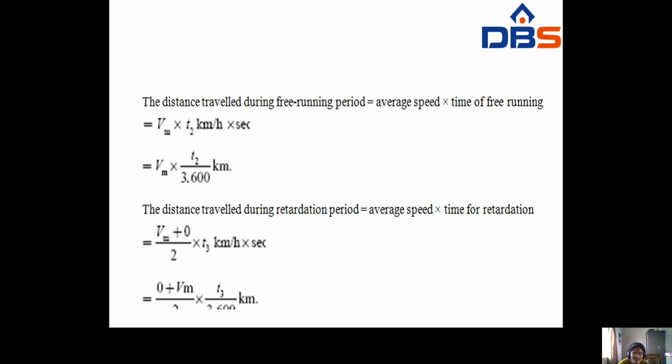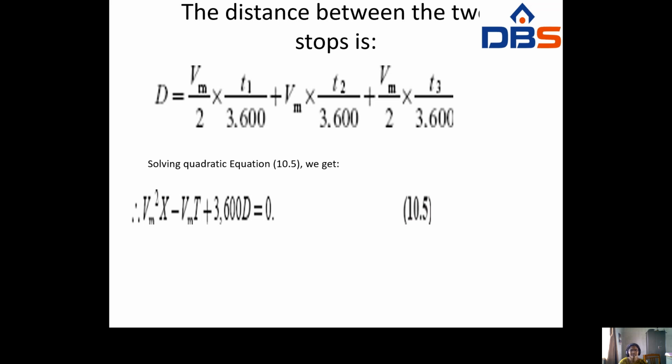This is the distance traveled during the retardation period. Here also you convert kilometer per hour per second into kilometers, so Vm by 2 into T3 by 3600 kilometers. Finally, we add all three distances traveled, and at that time you get the distance between the two stops.